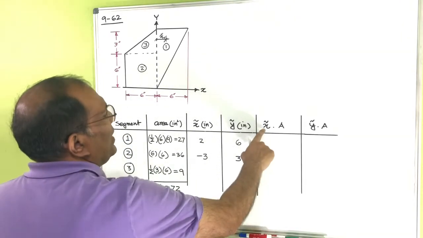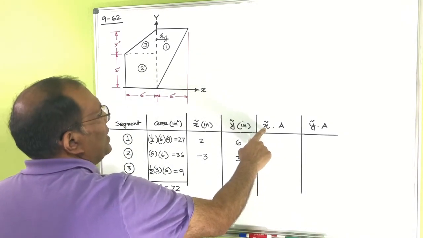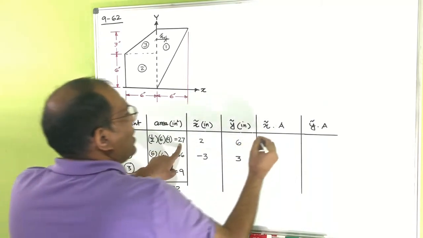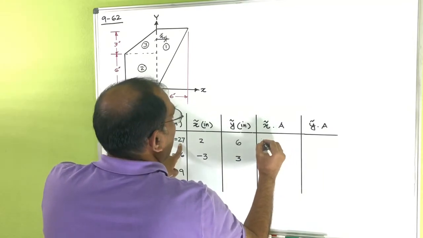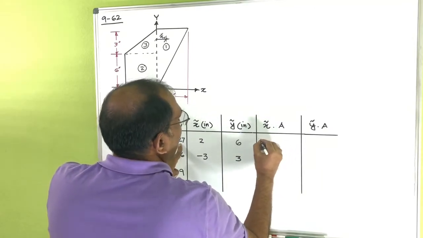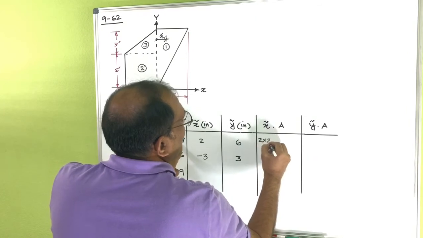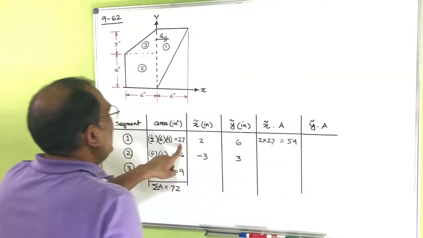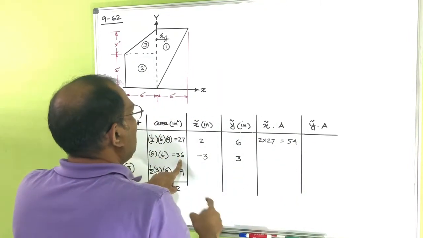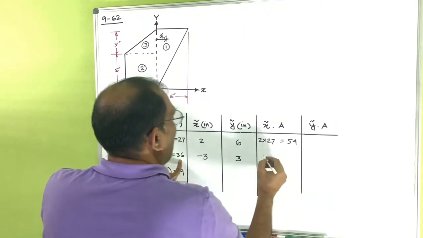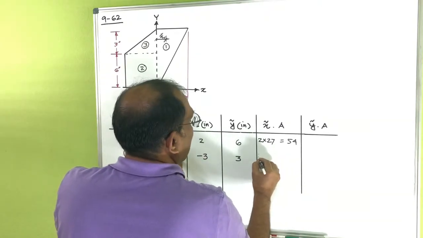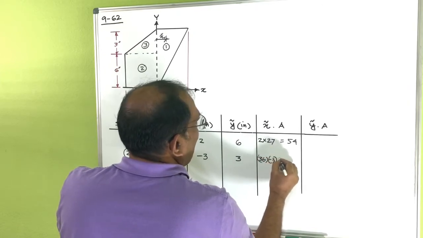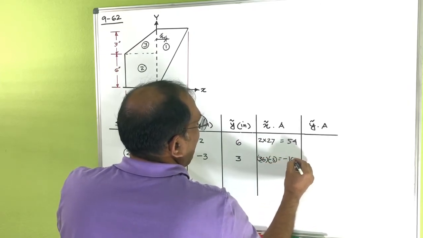Now you can see when I said this is my x squiggly bar multiplied by area, so this into this, so that's actually 27 into 2, that's actually 54, right? Similarly, if you do this multiplied by this, so that would be 36 into -3, that would be -108.